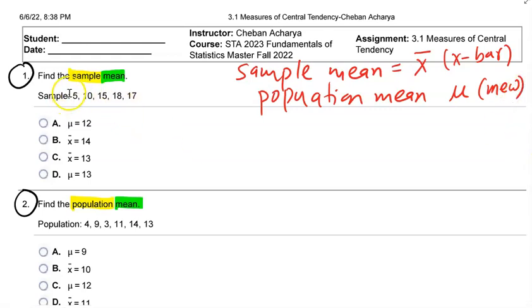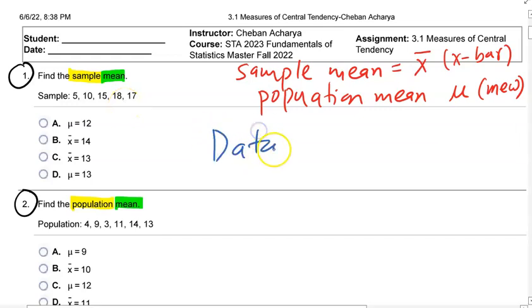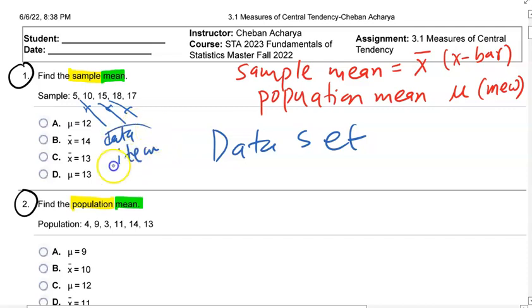And notice that in the first question, all together this is called a data set, and this is the sample data set. The second question has a population data set. Each number in this data set is called a data item, also called an observation. In other words, you have 1 2 3 4 5 observations here, in other words, 5 data items here.